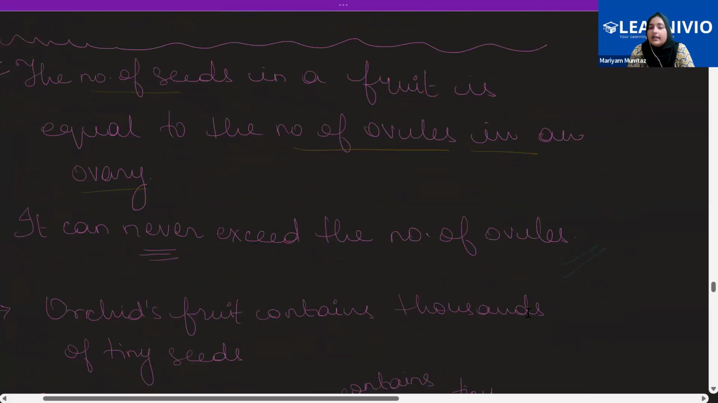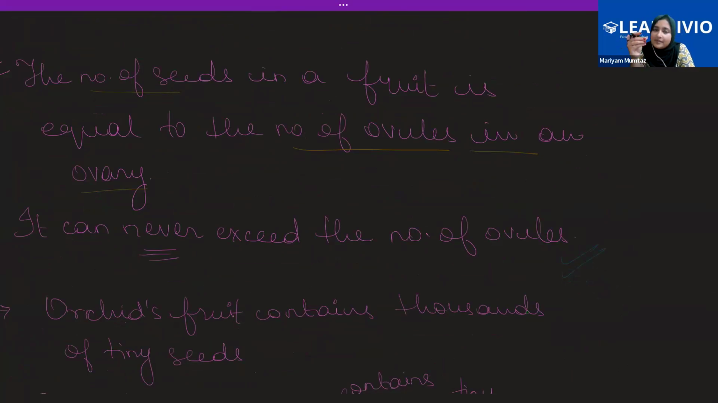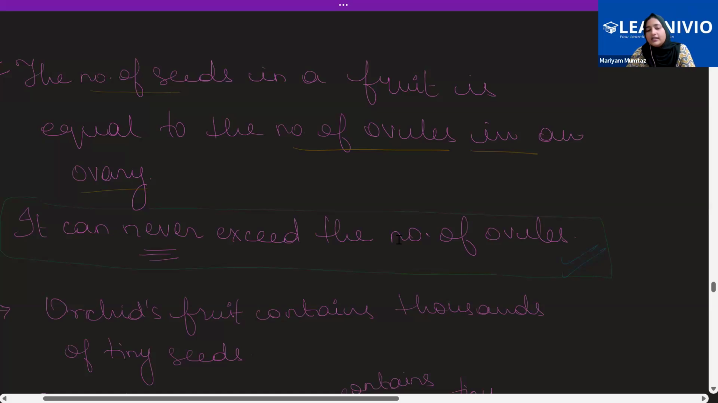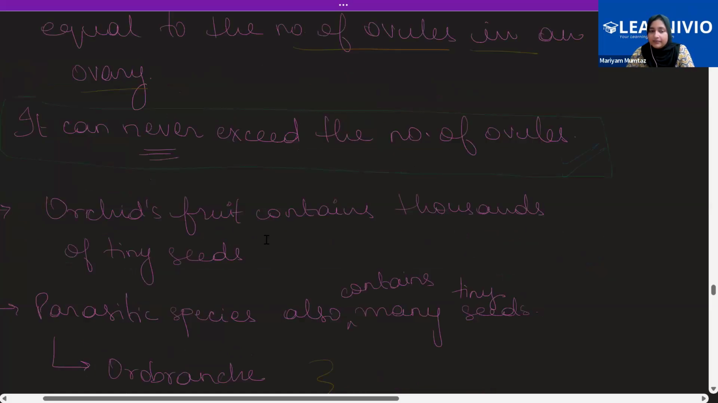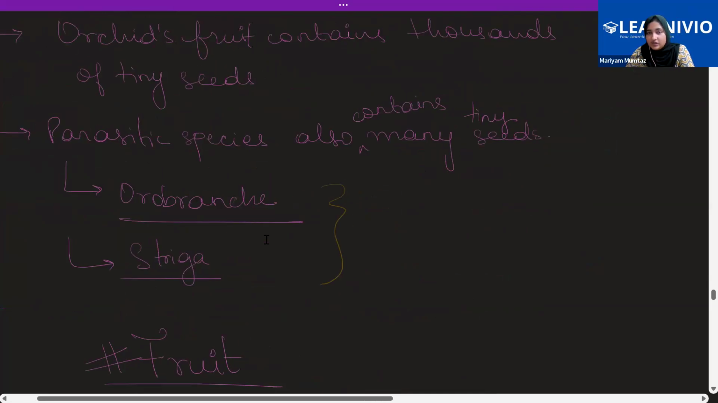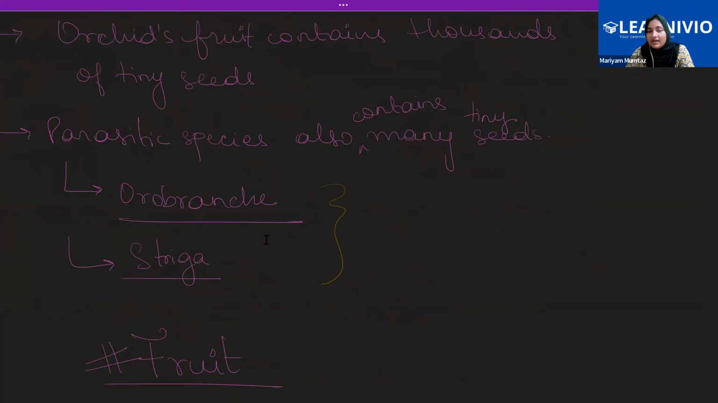Then the number of seeds in a fruit will always be equal to the number of ovules in the ovary, because you know that the ovule becomes the seed. However many ovules there are, that many seeds there will be. Now, the orchid fruit contains thousands of tiny seeds. There are certain parasitic species that also contain many tiny seeds, such as Orobanche and Striga.